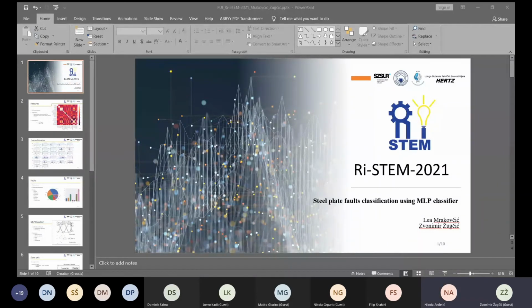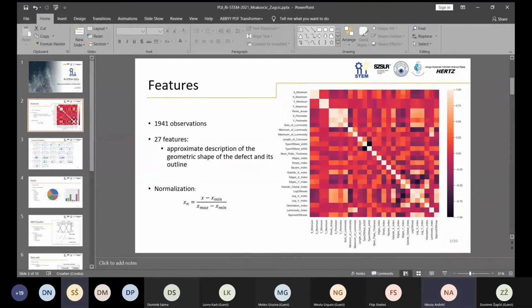I have to stop it because we don't see the correlation map. We see only the first line. I switched. Okay, maybe it did something. You probably shared the wrong screen or... No, it's okay. Okay, you can start. Do you see the second slide?